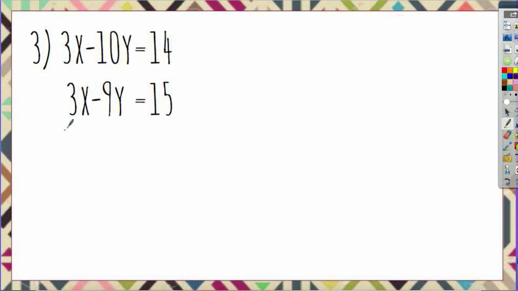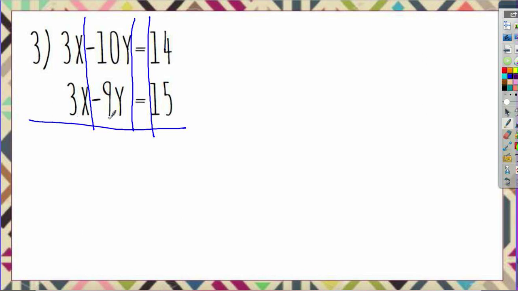You can make the x's cancel first, or you can make the y's cancel first. What matters is I want to make sure my equations are lined up before I start doing anything. The x terms are over each other, the y terms are over each other, the equal signs are lined up, the constants are over each other, so I'm good to go.